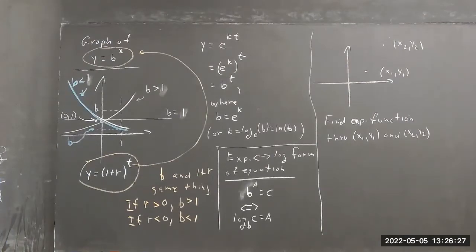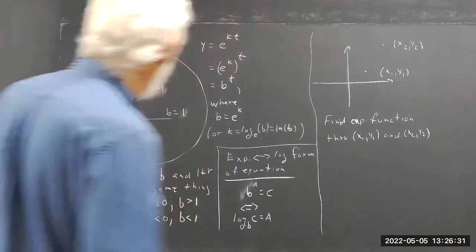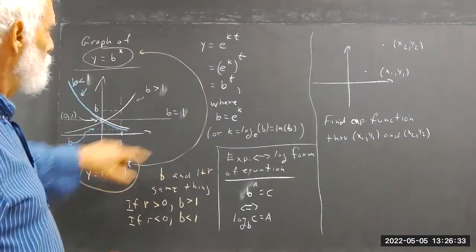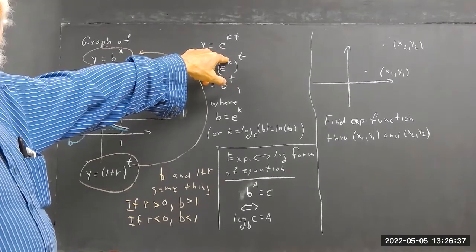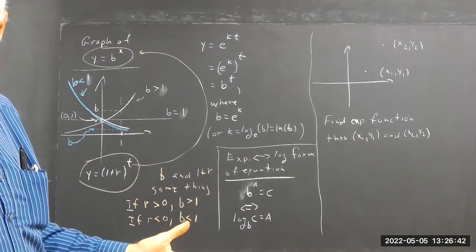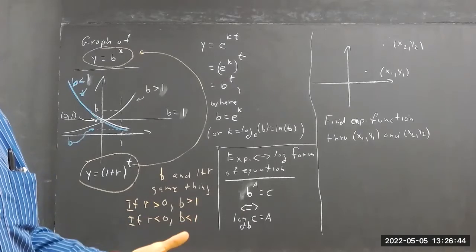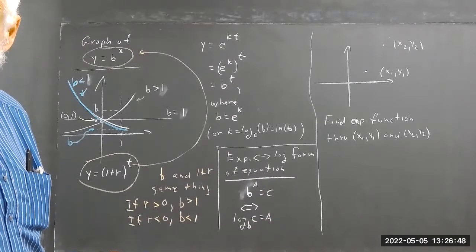Okay, want to find an exponential function that passes through these points. Now, when I say these are your basic exponential functions, okay, you can always multiply them by a number and still have an exponential function. Depending on your author, you can do vertical shift and still have an exponential function, okay?